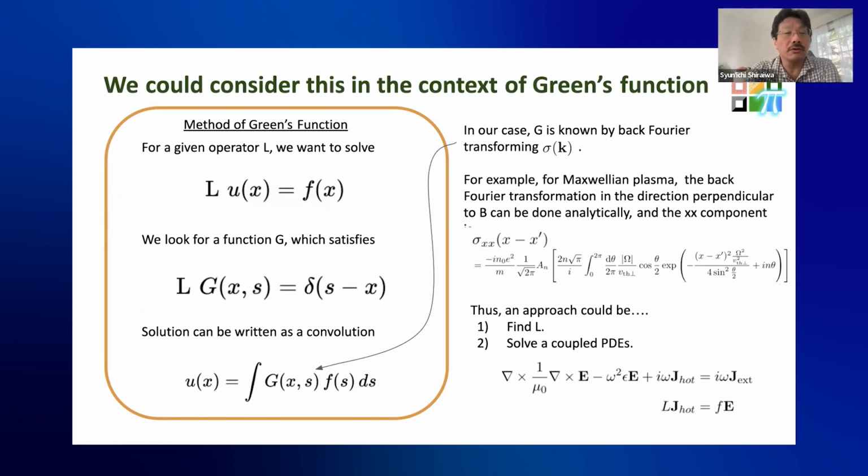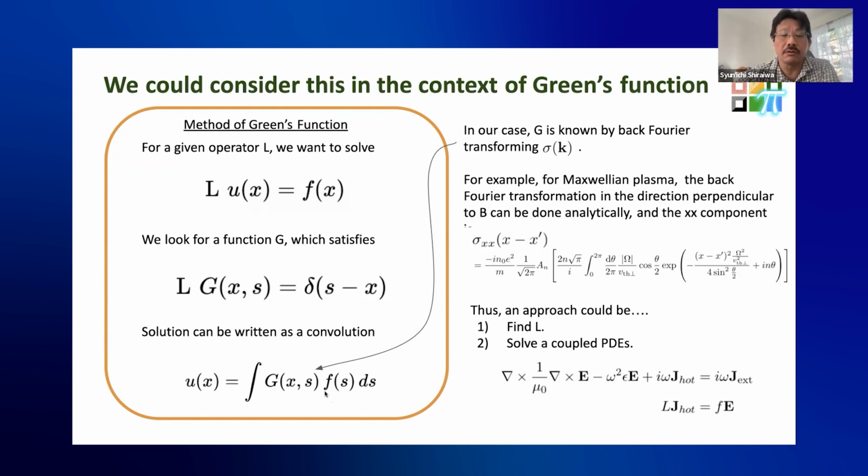The thought behind this is to look at this problem in the context of the Green's function. This is just to remind you what a Green's function is. Suppose you have some differential operator L and a partial differential equation like this. Then in Green's method, what we do is put a delta function on the right-hand side and solve this equation. And then if you find this G, then for an arbitrary right-hand side F, you can write down the solution like this convolution integral.